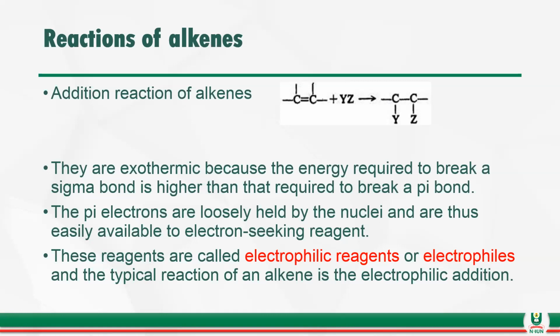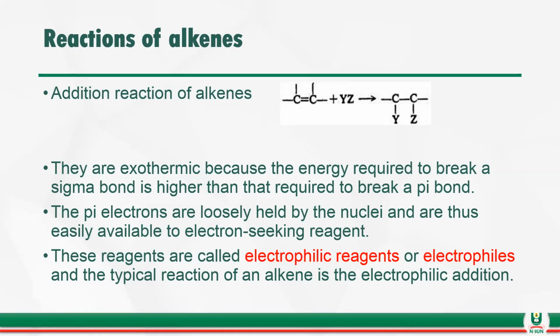product. So because the energy required in breakage of an alkane or sigma bond is higher than that of energy required to break a pi bond, addition reactions of alkenes are usually exothermic. You know, when a reaction is exothermic, they evolve energy, unlike endothermic reactions that need supply of energy before they can take place. So they are exothermic because the energy required to break a sigma bond is higher than that required to break a pi bond.